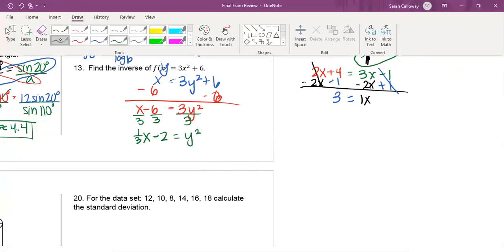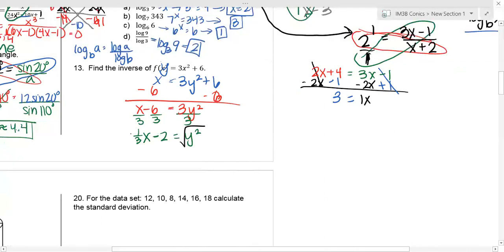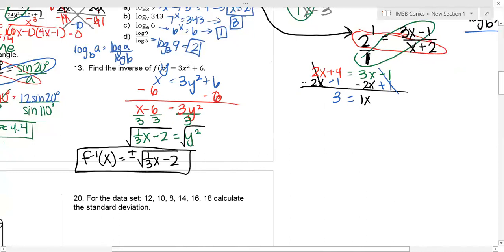To get rid of the squared, we have to square root. Remember, when we square root, we have to write plus or minus. So we have plus or minus the square root of 1/3 x minus 2. And that is the inverse of 3x squared plus 6.